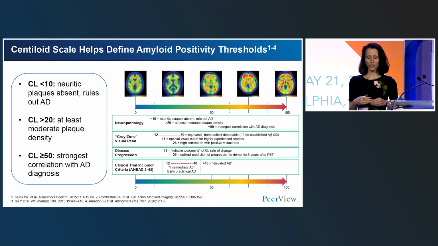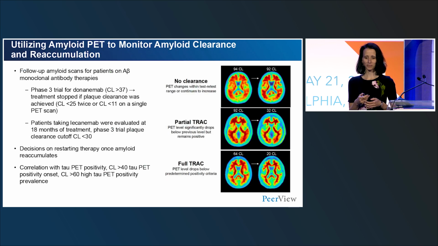This slide here is from a great review that was published by Pemberton's group in the European Journal of Nuclear Medicine and Molecular Imaging, and it nicely highlights some key Centiloid cutoffs versus neuropathology, visual read, some disease progression biomarkers, and clinical trial inclusion criteria. When I look at Centiloid values clinically, there are some key cutoffs to keep in mind. A Centiloid score less than 10 essentially indicates that plaques are absent and it effectively rules out Alzheimer's disease. A score greater than 20 indicates at least moderate plaque burden, and a score greater than or equal to 50 has the strongest correlation with an AD diagnosis.